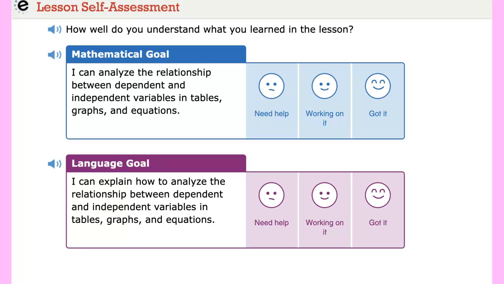Alright, so with that, let's do our self-assessment. How is your mathematical goal? Able to gain knowledge about this, or our language goal? Just check where you are, and that will help me to know how much we could move forward. Okay?